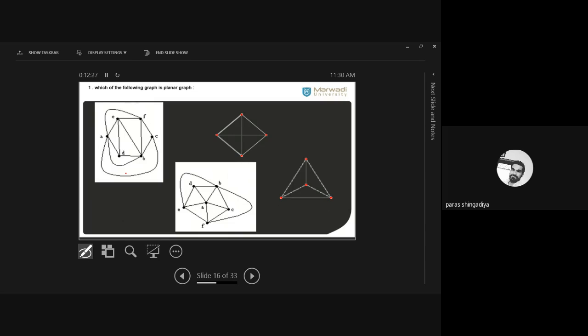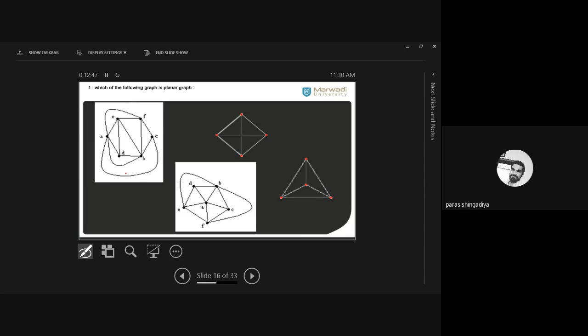And have we finished the exercise also? The exercise is pending. So is there any confusion about verifying planar or non-planar? Any confusion? Here some exercises are given, and you have to identify which is planar and which is non-planar, and so on.